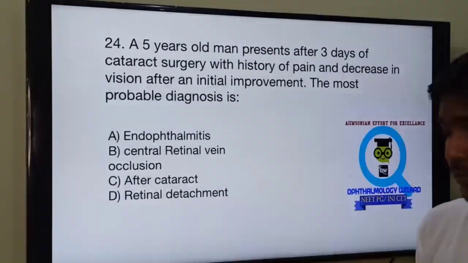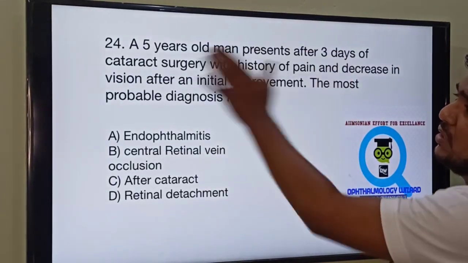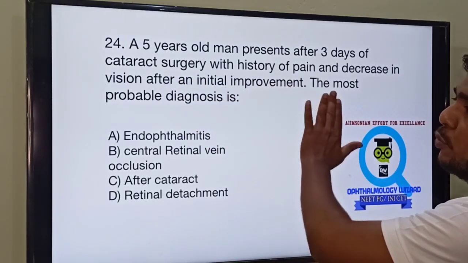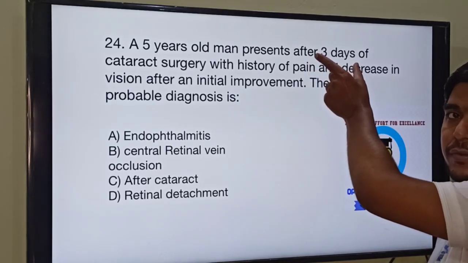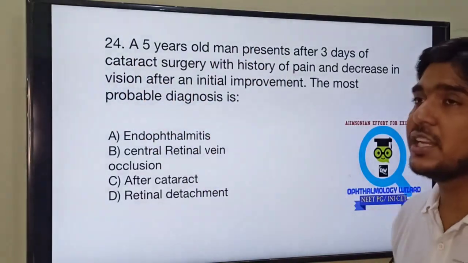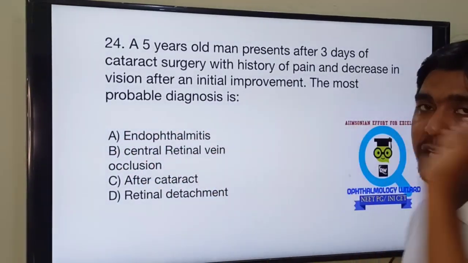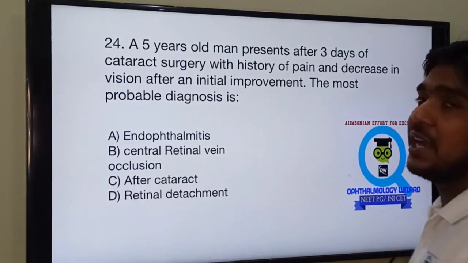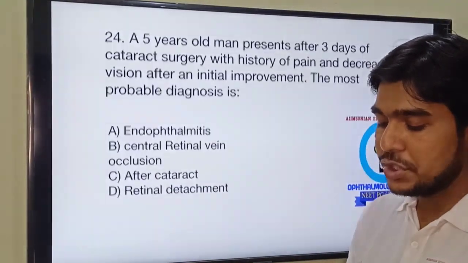Question number 24. A 50-year-old man underwent cataract surgery. After 3 days, there is pain and decrease in the vision after an initial improvement. The most probable diagnosis? If there is a very short period, when there is a decrease of the vision just after the cataract surgery, that means it's an emergency. There has to be some infection. Endophthalmitis is suited over there. Central retinal vein occlusion is a slow progressive disease. After cataract surgery, it occurs after 1 year; retinal detachment, around 3 to 6 months. So the answer for this question is endophthalmitis.